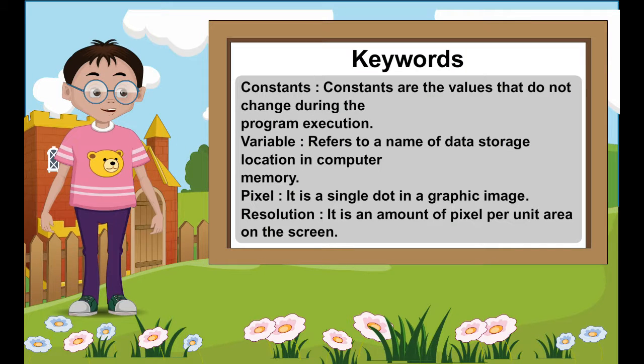Keywords. Constants. Constants are the values that do not change during the program execution. Variable refers to a name of a data storage location in computer memory. Pixel. It is a single dot in a graphic image. Resolution. It is the amount of pixels per unit area on the screen.